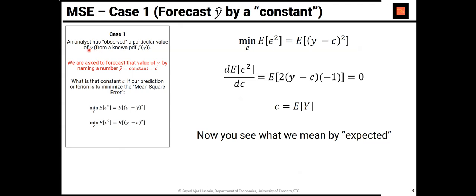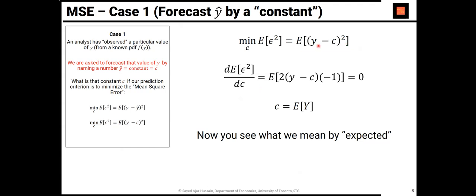Somebody observes, picks a value y from that distribution, and you need to come up with a number that's the best guess of what that value y is. Let's do it. If your criterion is minimize square errors, the mean square error criterion, you want to choose a number c to minimize this expression. You should now have enough practice.